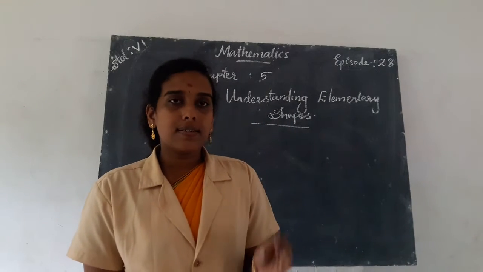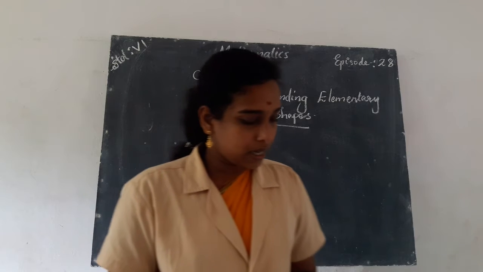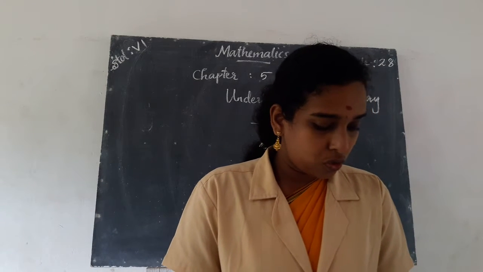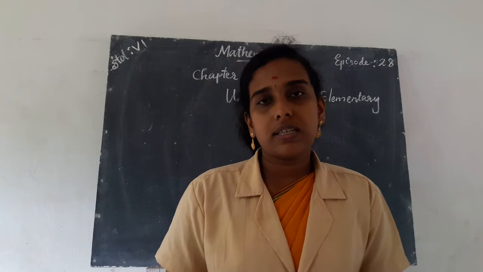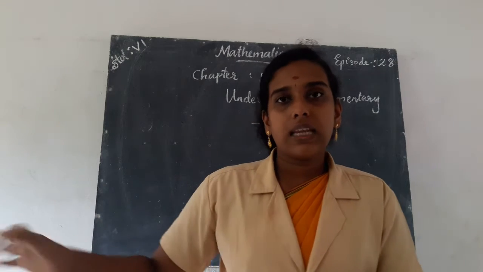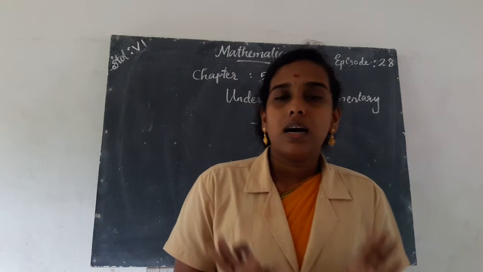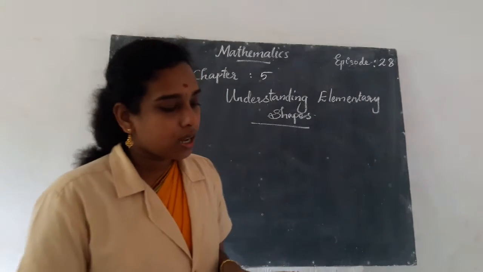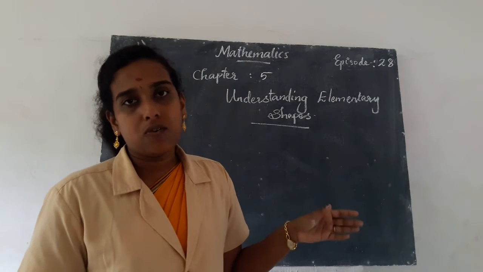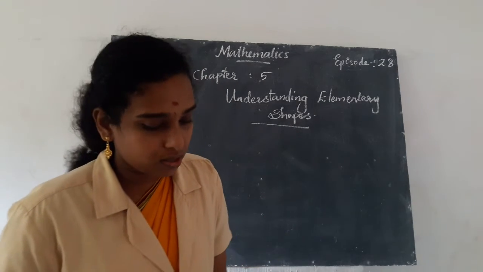Then we studied isosceles triangles. An isosceles triangle is a triangle having two sides equal. Any two sides of the triangle are equal and the third one is different, then it is said to be an isosceles triangle. A scalene triangle is a triangle having all three sides unequal.